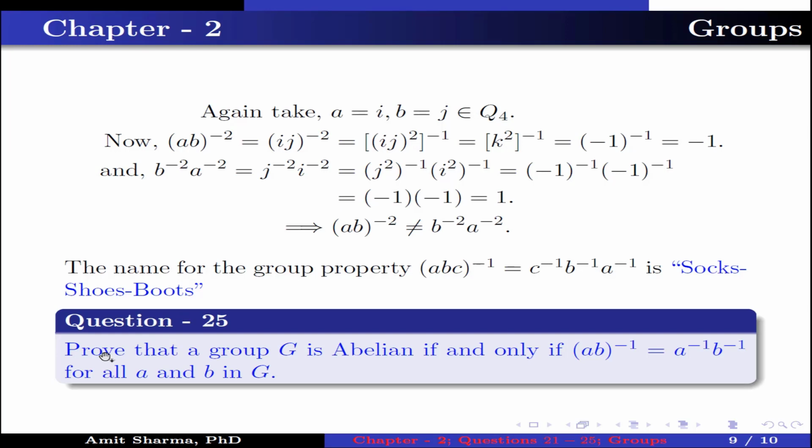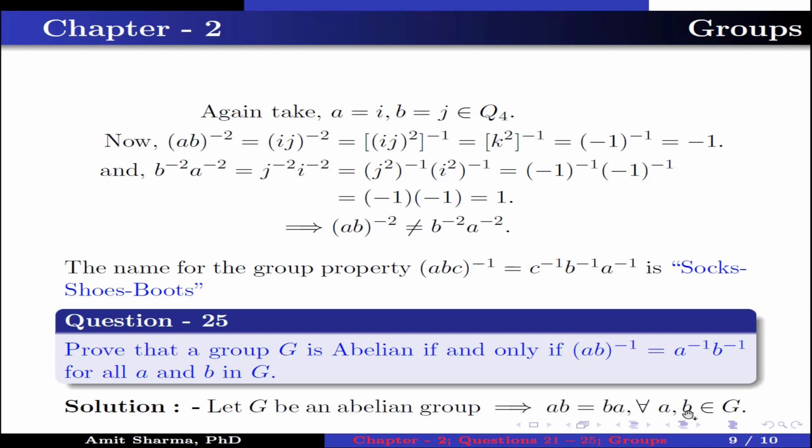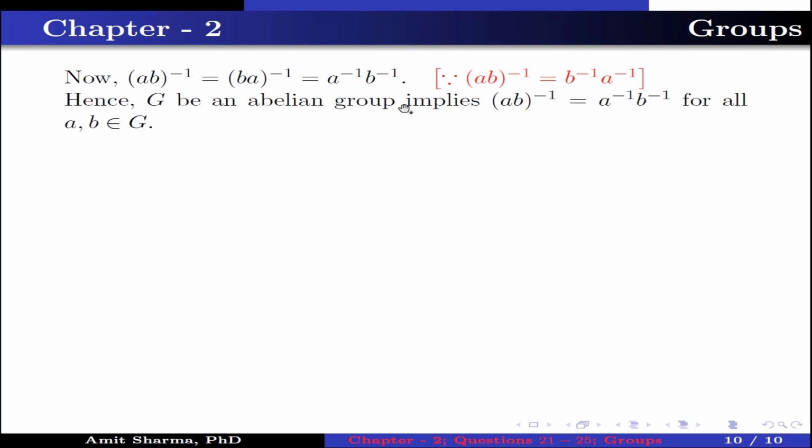Question number 25. Prove that a group G is abelian if and only if (ab)^(-1) = a^(-1) b^(-1) for all a and b in G. Let G be an abelian group. This implies ab = ba for all a, b belonging to G. Now, (ab)^(-1) is written as (ba)^(-1) because ab = ba, which is further written as a^(-1) b^(-1). Why is it so? Because (ba)^(-1) = a^(-1) b^(-1). Hence, G an abelian group implies (ab)^(-1) = a^(-1) b^(-1) for all a, b belonging to G.